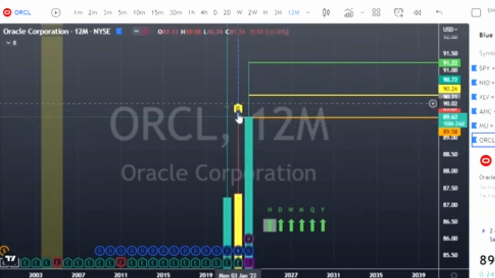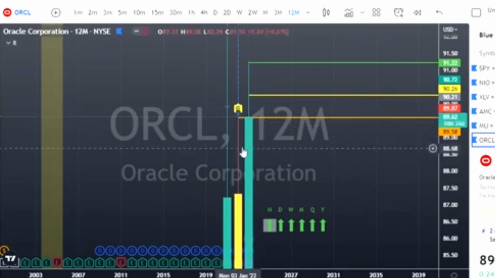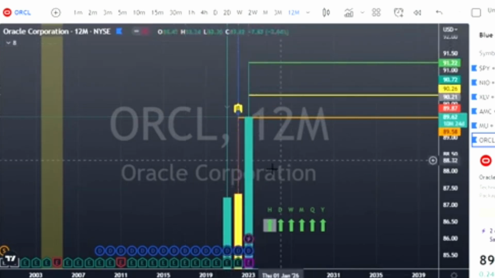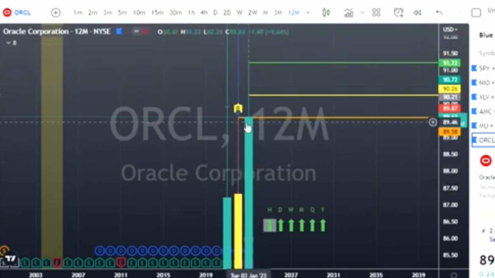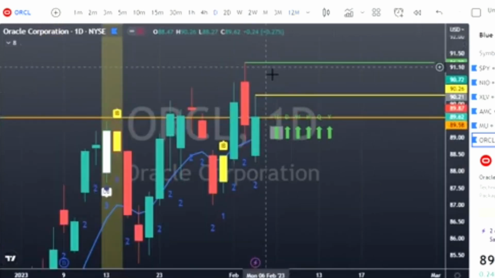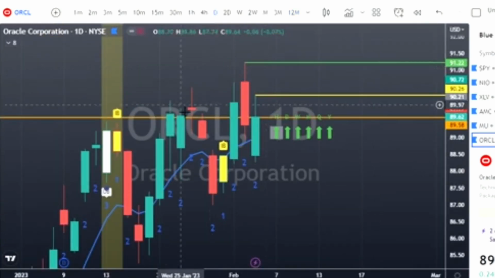We broke past that inside bar. Okay, so it's a 1-2 setup, or a 2-1-2 setup, however you want to look at it. But that's on the yearly. So we have buyers on the year, month, quarterly, weekly. So we are trending up.